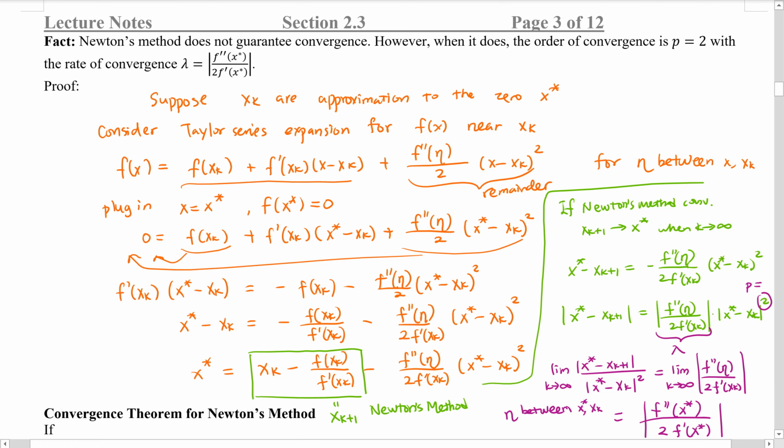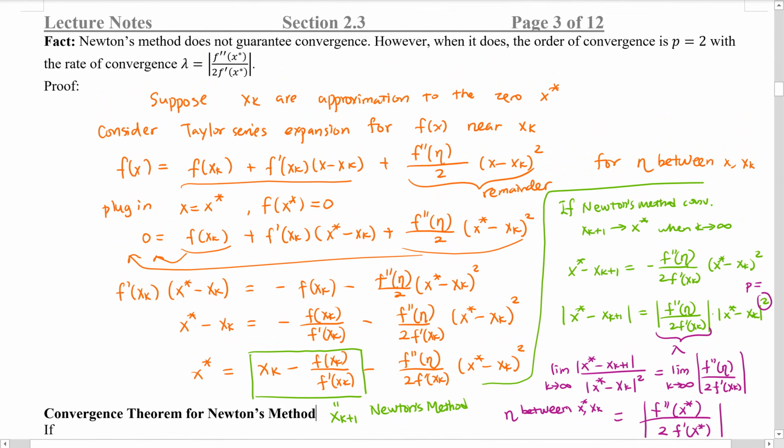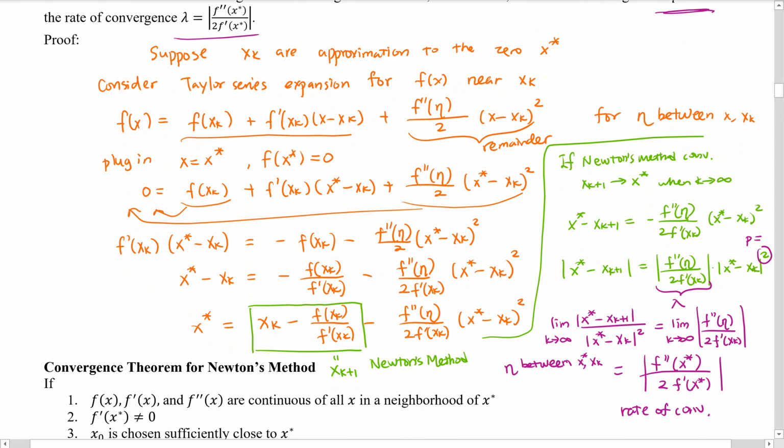So far so good, everybody, and this is the rate of convergence. So that is why you get p, the order of convergence, equals 2, and the rate of convergence lambda equals the second derivative evaluated at the true value over 2 times the first derivative evaluated at the true value. So far so good. So we get this from the Taylor series.